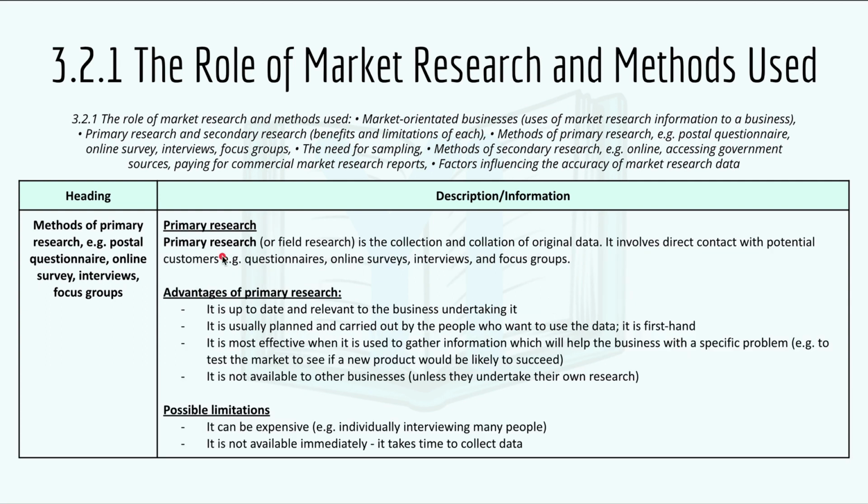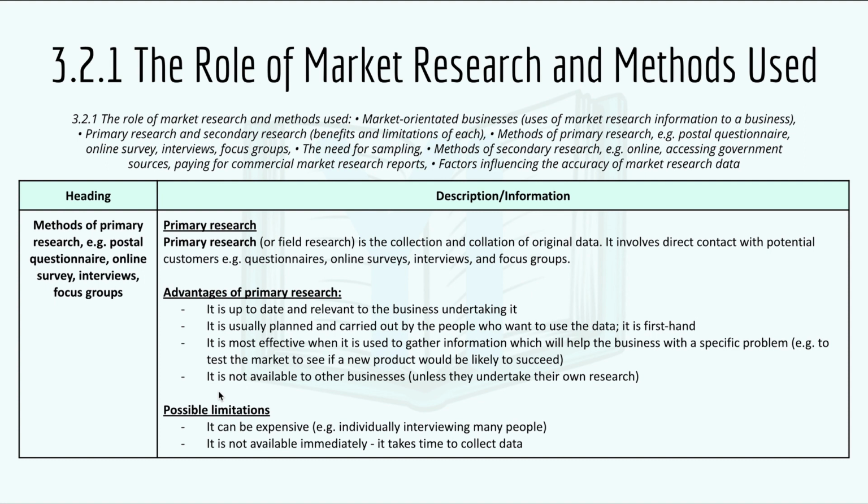Then we have primary research. Primary research, or field research, is a collection of original data. It involves direct contact with potential customers, like questionnaires, online surveys, interviews, and focus groups. Advantages of primary research include that it is up-to-date and relevant. It's usually planned and carried out by the people who want to use the data. It is most effective when it's used to gather information which will help the business with a specific problem. And it is not available to other businesses unless they undertake their own research.